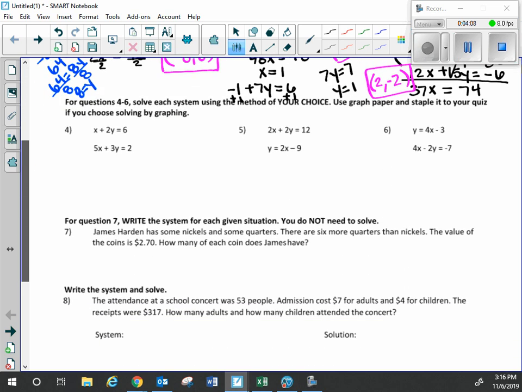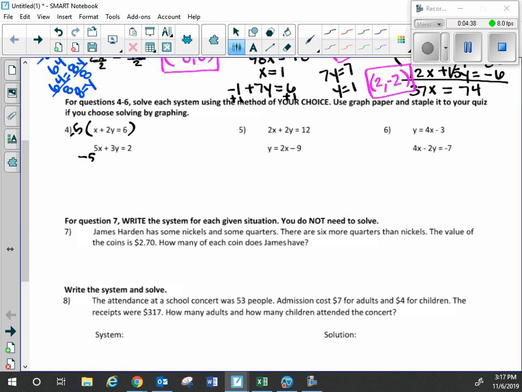For questions 4 through 6, solve each system by using the method of your choice. If you're going to graph, you need to use graph paper and staple it to your test review. It says quiz, but it should say test review if you chose systems graphing. So that first one, I actually would have chosen elimination because I can get x to be negative 5x by multiplying it by negative 5. If you use substitution, you are not wrong. You will get the same answer as me.